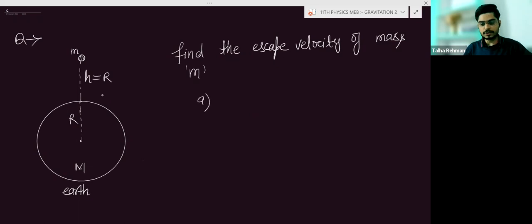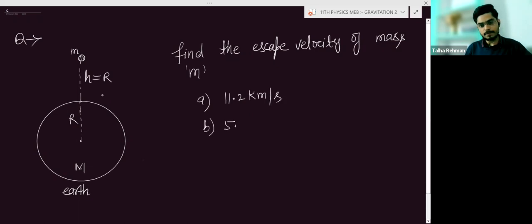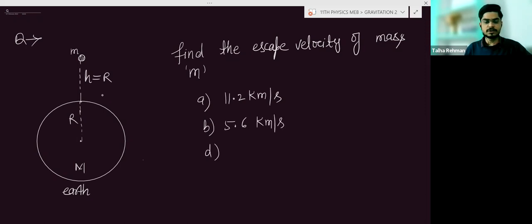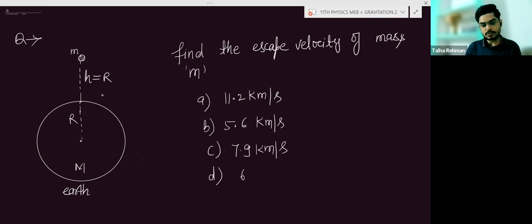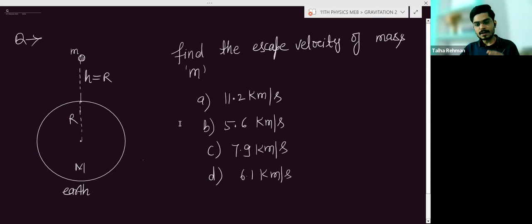Options are given. First option is 11.2 kilometer per second. Option B, 5.6 kilometer per second. Option C is 7.9 kilometer per second, and option D is 6.1 kilometer per second. So for one option, you can cut it without using any formula or without solving. This option you can cut down.